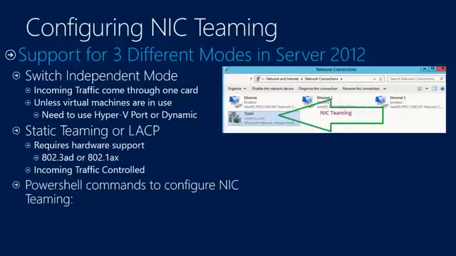So switch independent, basically, the incoming traffic comes through one card, and all the network adapters are connected to a different switch, providing just basically the path to talk to that switch on its own. There's no aggregation of information. And it's usually needed to use the Hyper-V port or the dynamic port to be able to do that. But basically, when you do the NIC teaming, you end up with an aggregated team that manages the network communication across that one virtual team device.